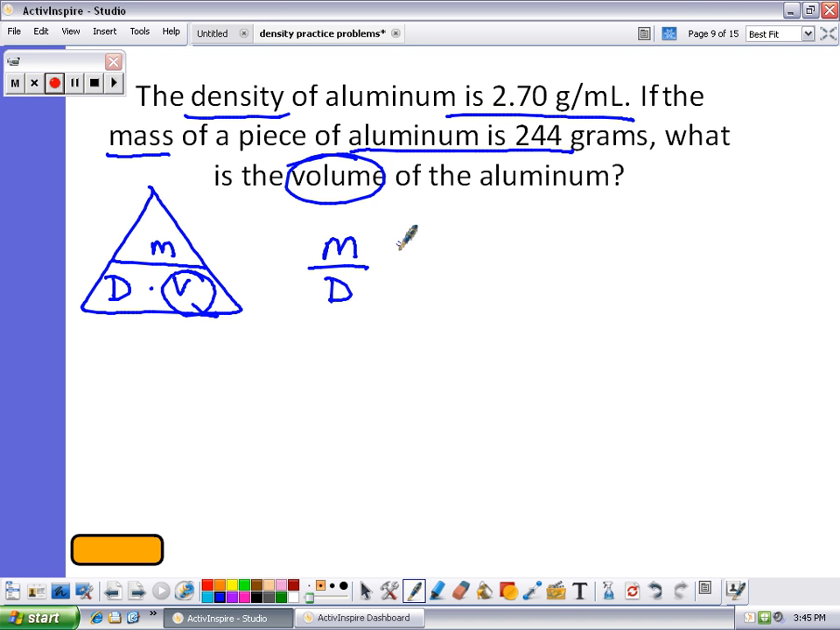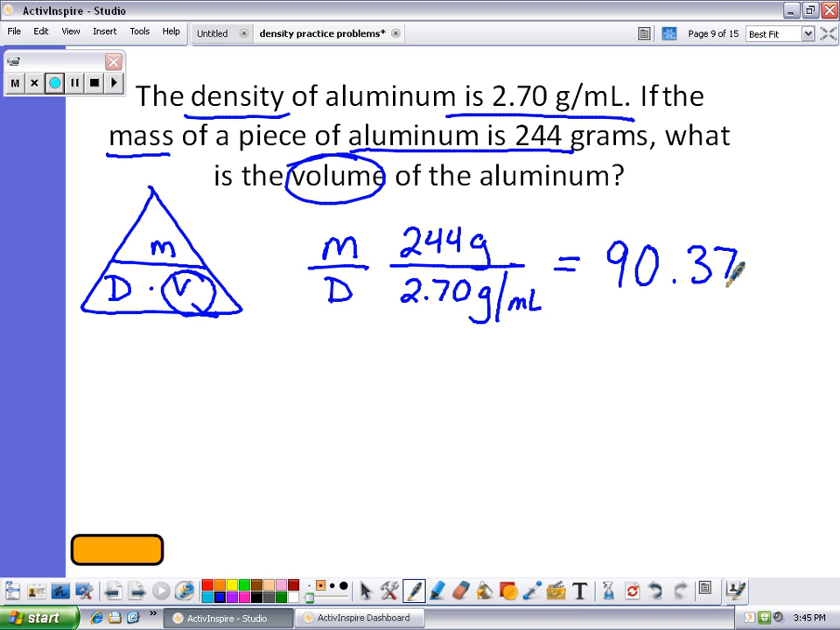Our mass is 244 grams over our density, which is 2.70 grams per milliliter. Do the math, and our answer is 90.37 milliliters.